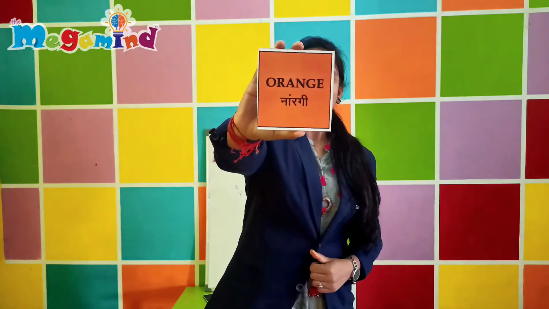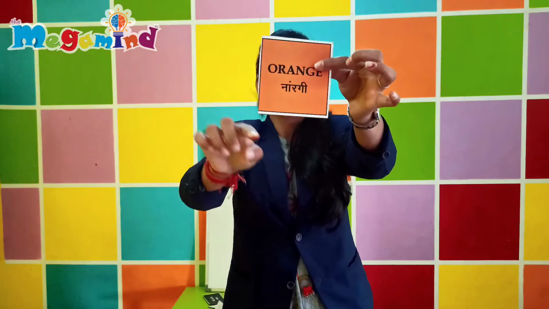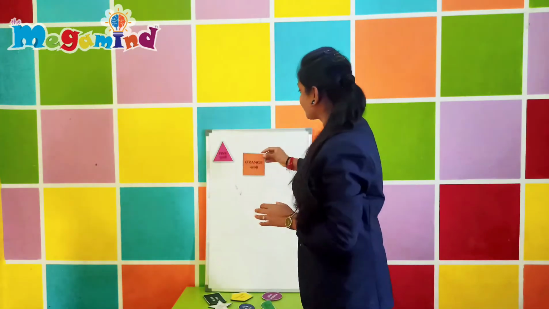This is orange color. And this is shape of square. कौन सा color है बच्चों? Yes. Very good. And कौन सा shape है? Square. Very good. And orange color का क्या क्या होता है? Orange भी होता है ना? आप लोग खाते हैं ना? Very good. Okay. Next.